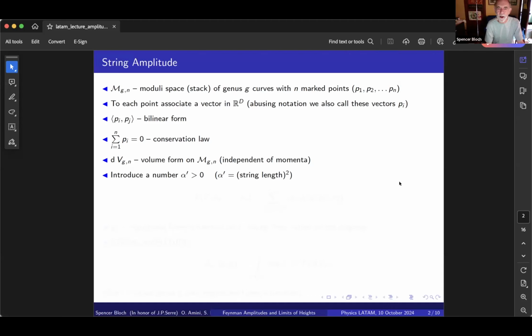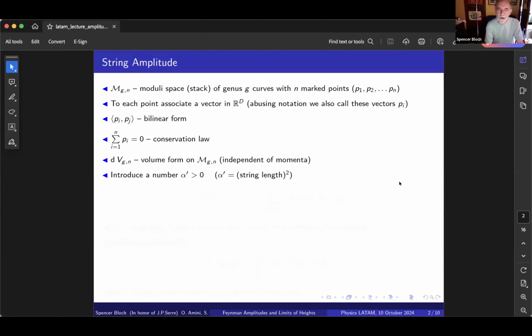And we immediately do something extremely confusing. We call the vectors that we have chosen p_i as well. So p_i might mean a point on a particular genus G curve, or it might mean a vector in that space. I've never got completely clear what the right usage is, but we can be vague. We also are given a bilinear form on the space-time R^D, with reasonable bilinear form properties.